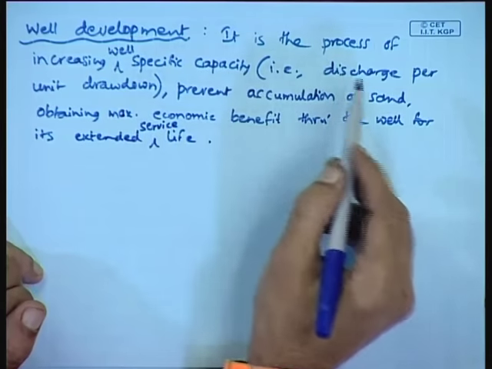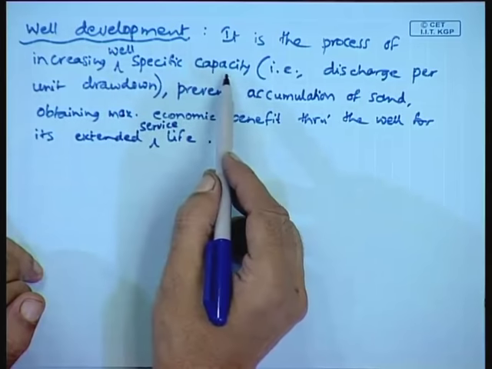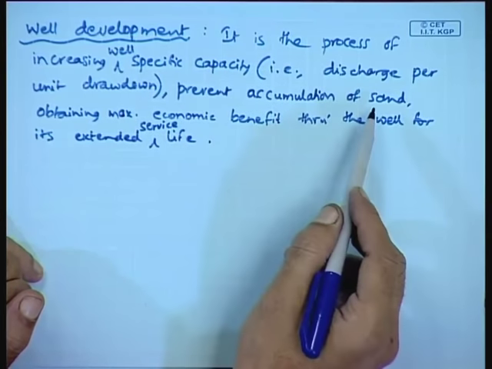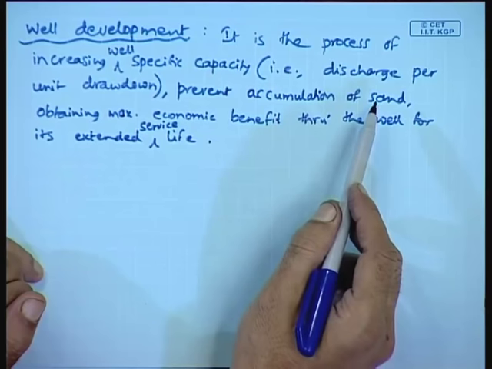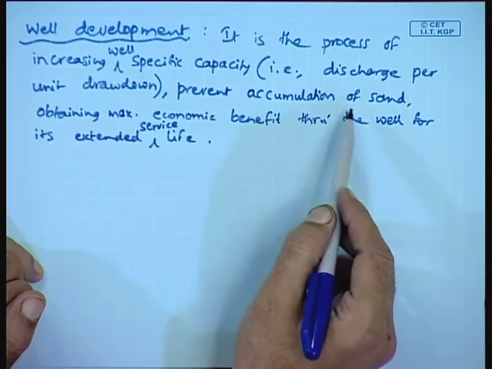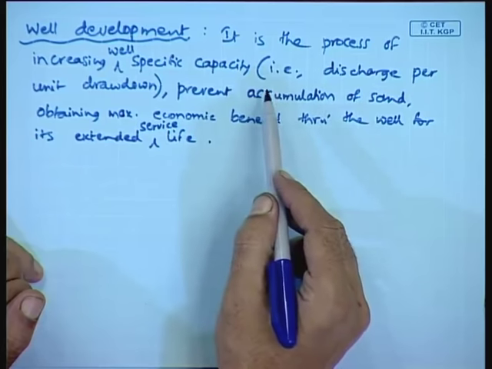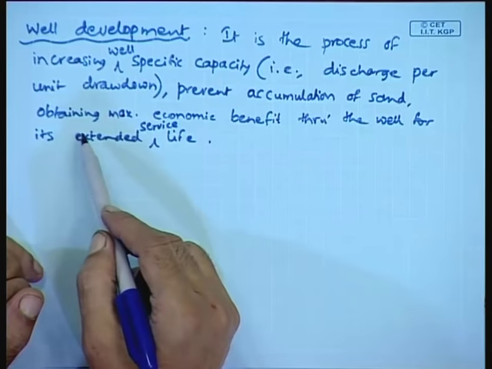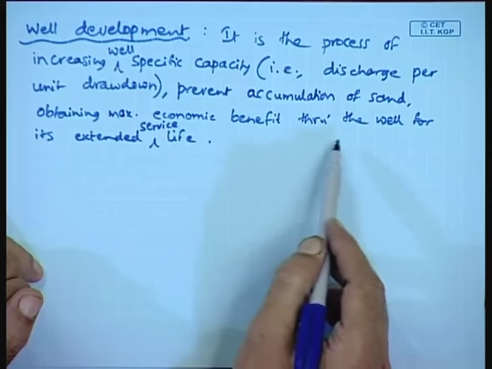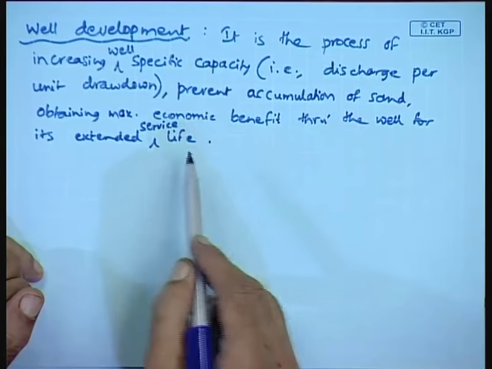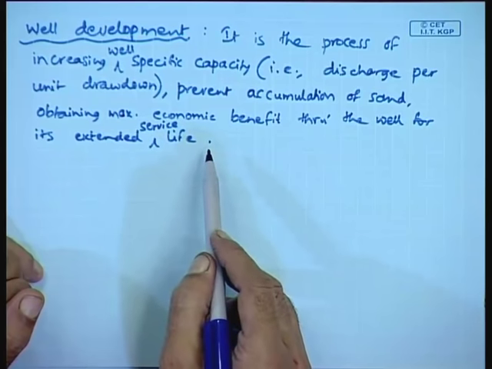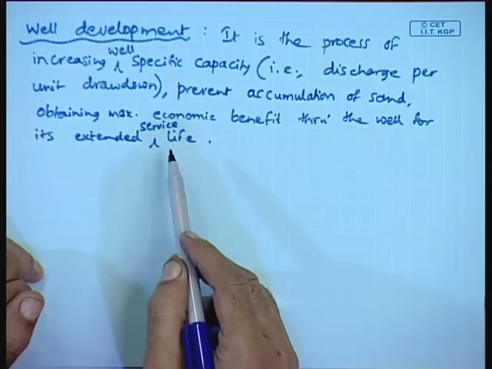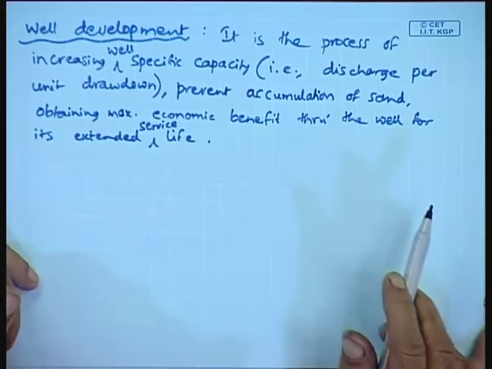So, all these things: firstly, increasing the well specific capacity, which means increasing the discharge per unit drawdown; preventing the accumulation of sand, because once the sand is accumulated, the well discharge will reduce; and then obtaining the maximum economic benefit. That means quality groundwater should be extracted over an extended service life of the well. So, all these things are involved in well development.